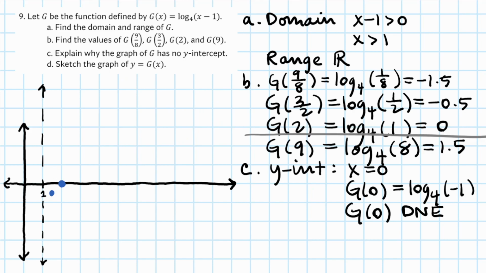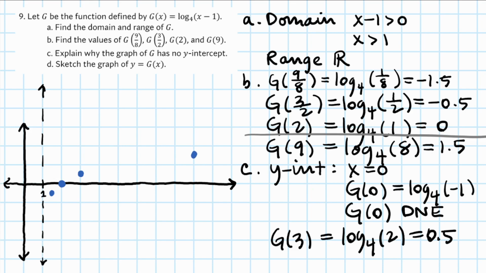What I do know now, though, is that g of 3 is log base 4 of 3 minus 1, which is log base 4 of 2, which is 0.5. Okay, so I can use that point too. Take an error and turn it into a positive. So g of 3 is going to be 1/2. G of 9 is 1.5. 1, 2, 3, 4, 5, 6, 7, 8, 9 is 1.5.